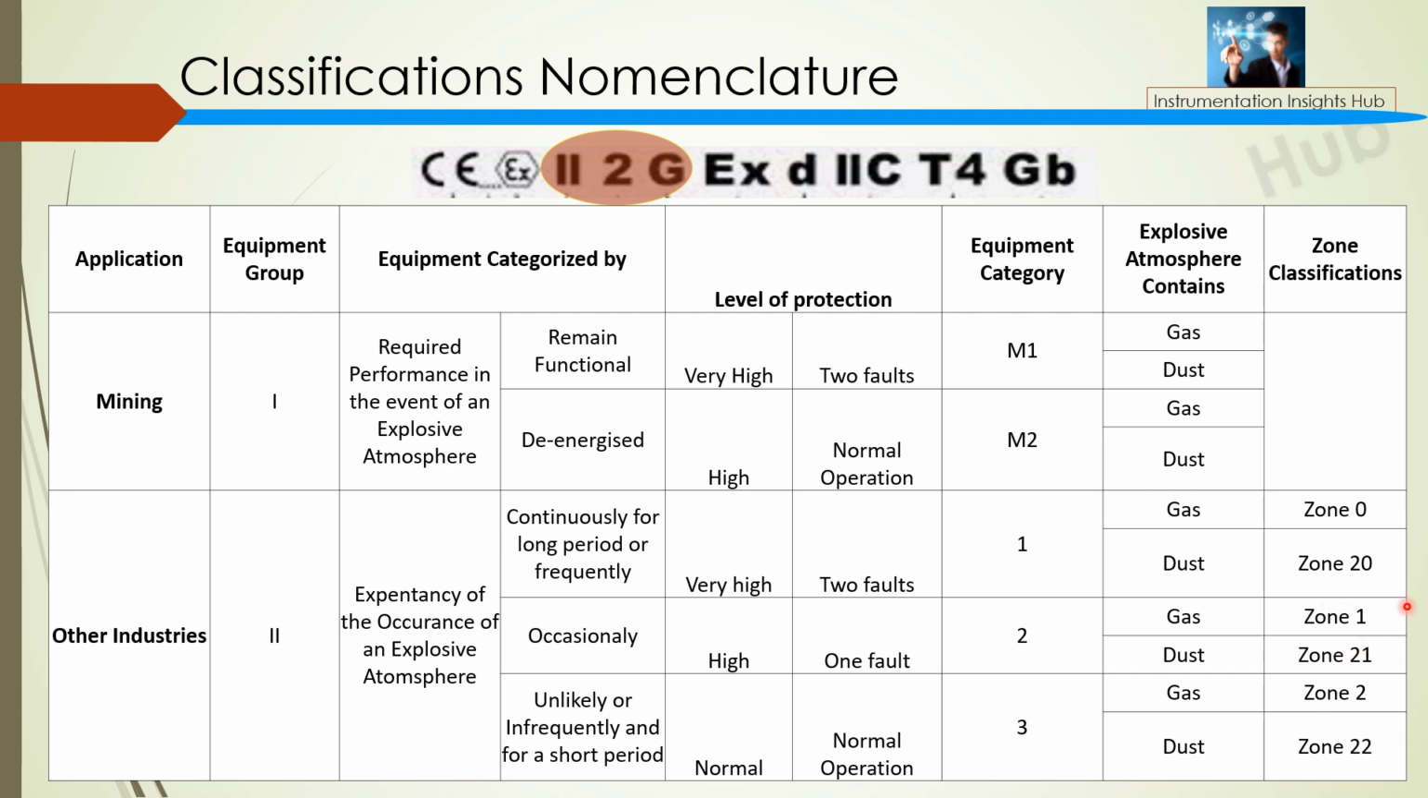So zone 1 is decided. If the area is zone 1, then combining these three letters we can define the zone. If someone says zone 1, that means the equipment category should be 2, right? And gas is there, so that is why zone 1 is coming. If dust is there, then zone 21 applies. So let's say gas is there, so zone 1.